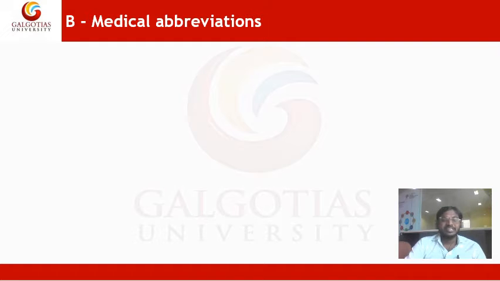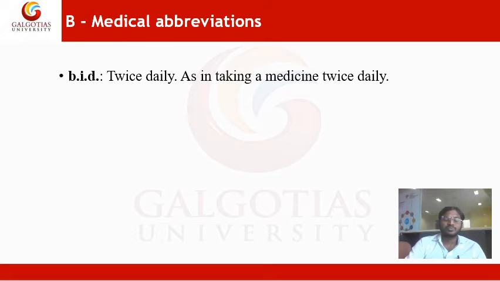Now we can see B, related to medical abbreviations. Here you can see B.I.D. The medicine is taken twice per day. Two medicines we have to take twice daily, as in taking the medicine twice daily. Two times, either morning and evening, or afternoon and night, like that. Two times you have to take. Most of the tablets are like in the morning and evening, before or after lunch.